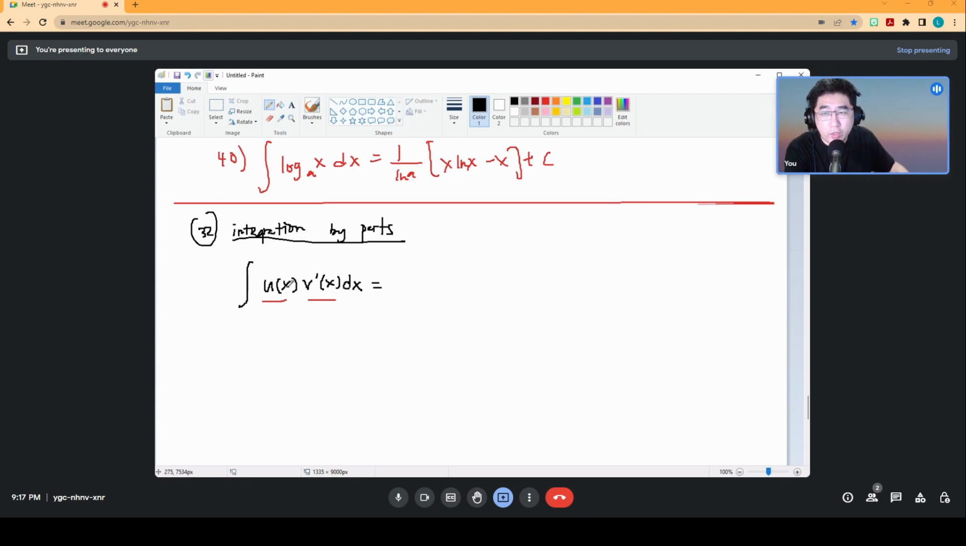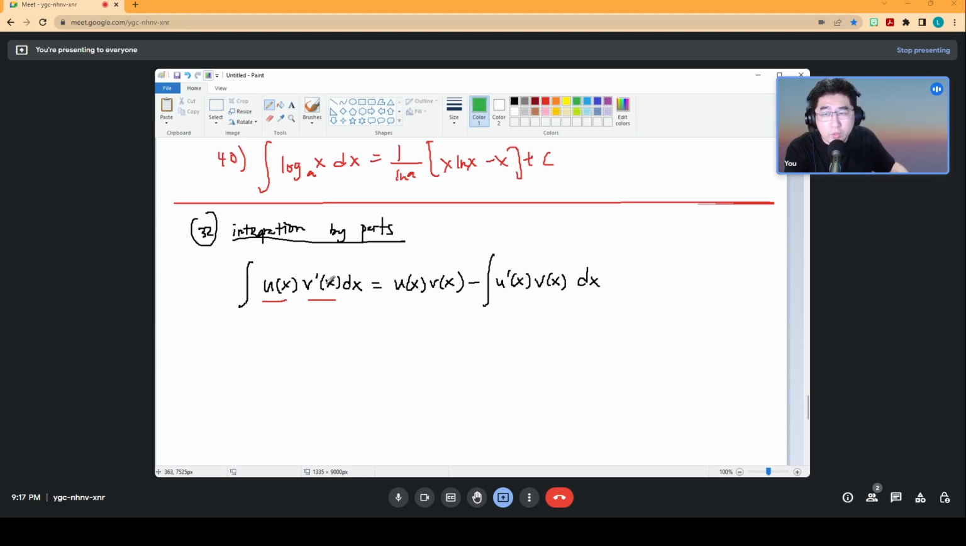So if you have two items that multiply together like this, we can change it into u(x) v(x) minus the integral of u prime (x) v(x) dx. This is what it means by parts. We tackle them part by part. So this is the formula.